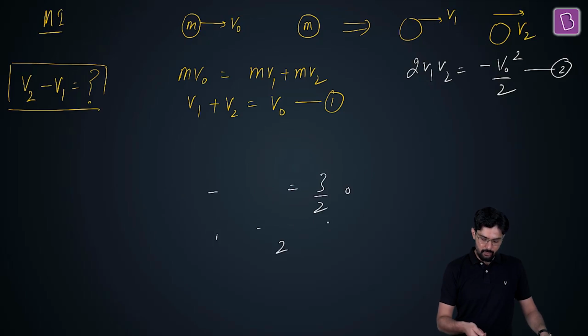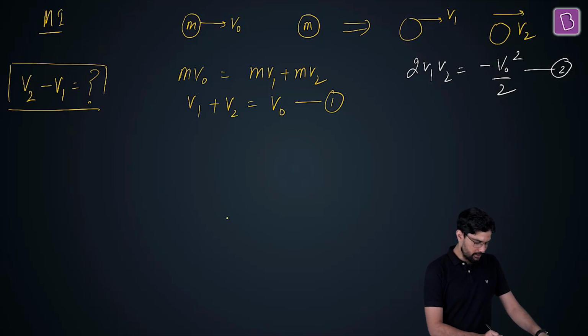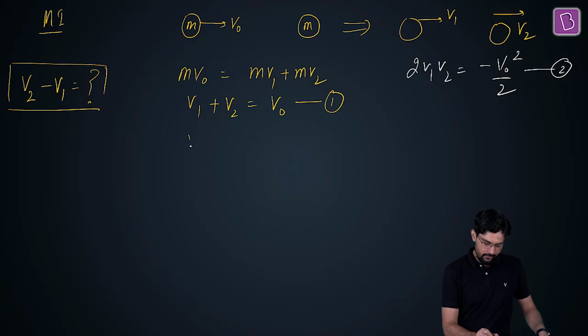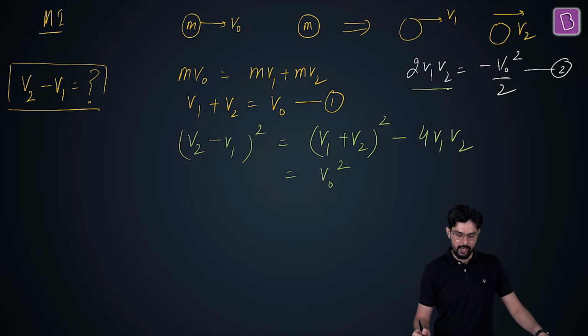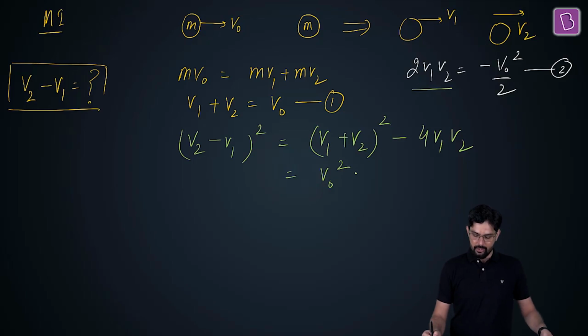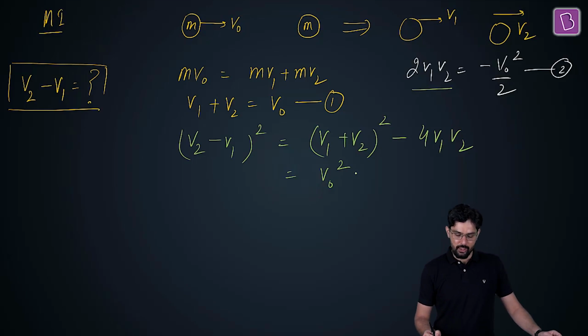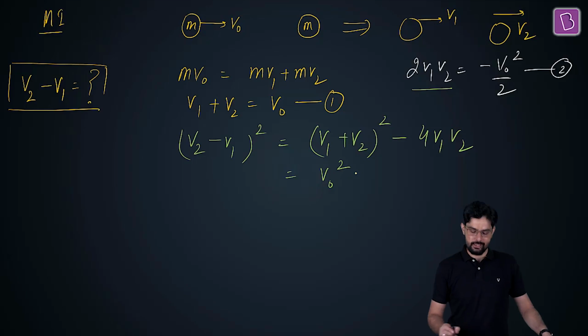And now what we can do is apply the formula v2 minus v1 whole square. And how we are going to apply it? Look on your screen. We are going to do it like this. v2 minus v1 whole square, I can write this as v1 plus v2 whole square minus 4 v1 v2, right? Now v1 plus v2 is v0, so this is v0 square, and 2 v1 v2 is minus v0 square by 2. This makes 4 v1 v2 to be equal to minus v0 square.